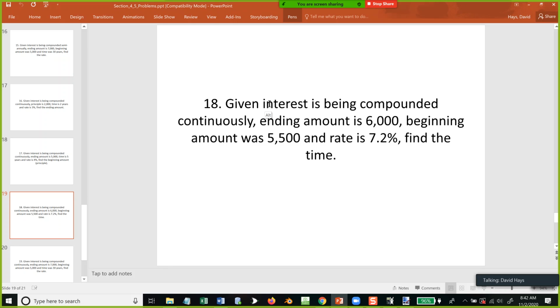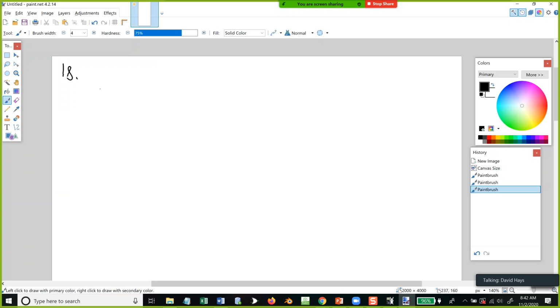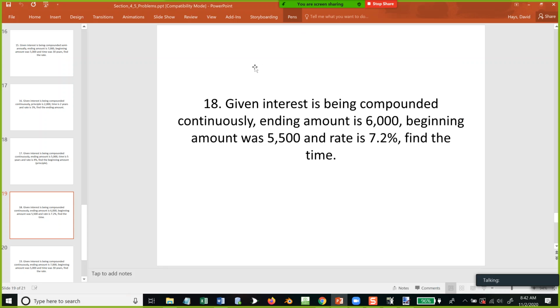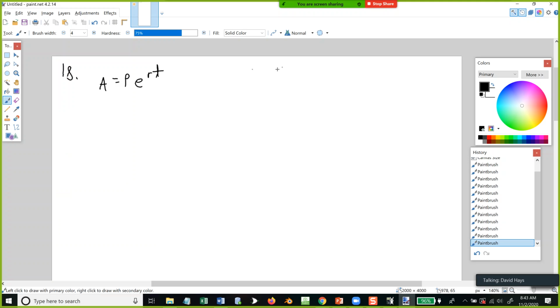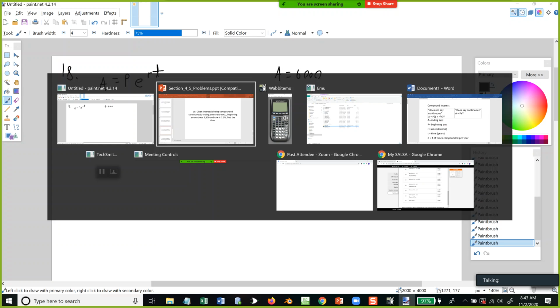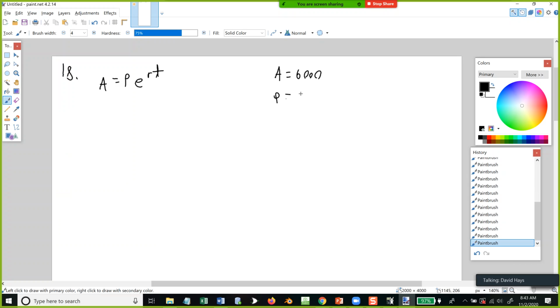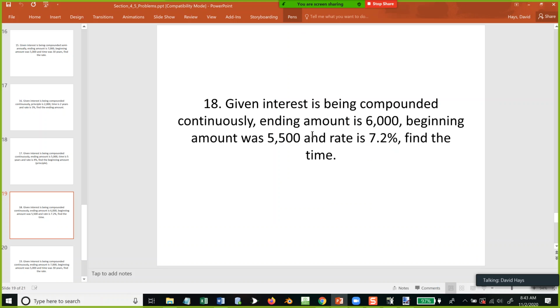Okay, number 18. It says continuous, so I know which one to use. Given interest is being compounded continuously, in the amount of 6,000. So A is 6,000. Beginning amount of 5,500, so P is 5,500. Rate is 7.2%, so r is 0.072. Find time.